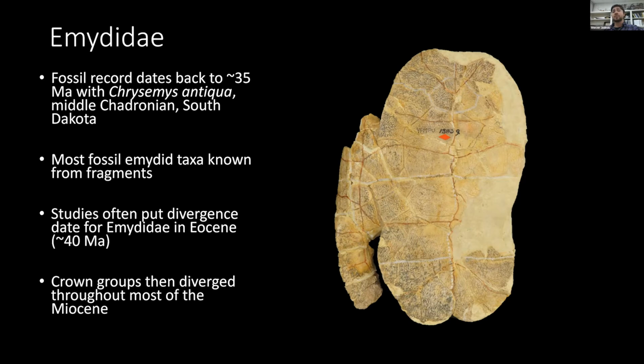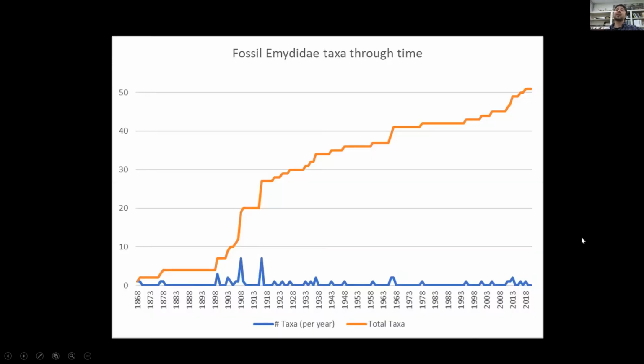Even with studies currently putting the divergence date for Emydids in the late Eocene at about 40, which is a little bit older than what we have for fossils, regardless, we don't have good fossil evidence for them going back that far yet. Crown members, or at least members of the modern genera, seem to show up in the Miocene and into the Pliocene, and that's when they really tend to diverge and take off. And we're kind of seeing that a little bit with the fossil record.